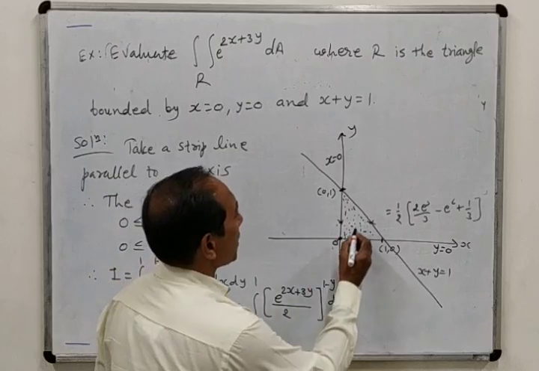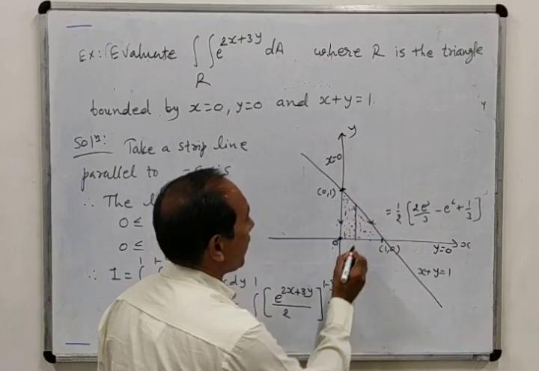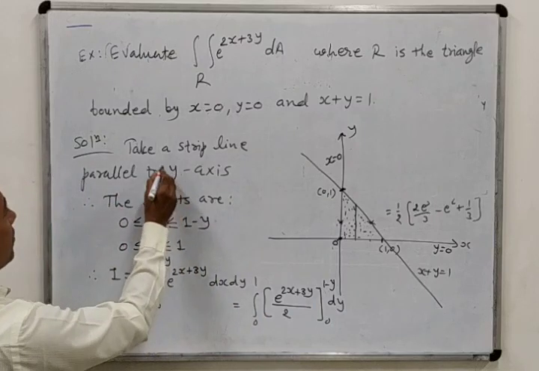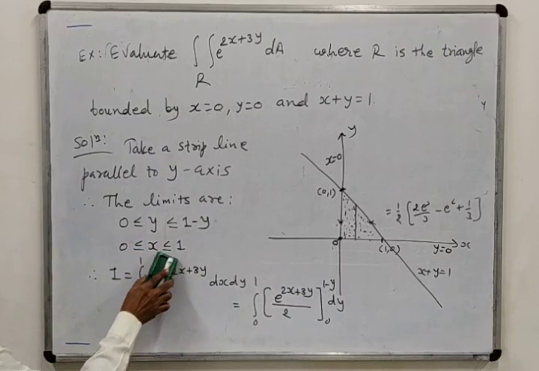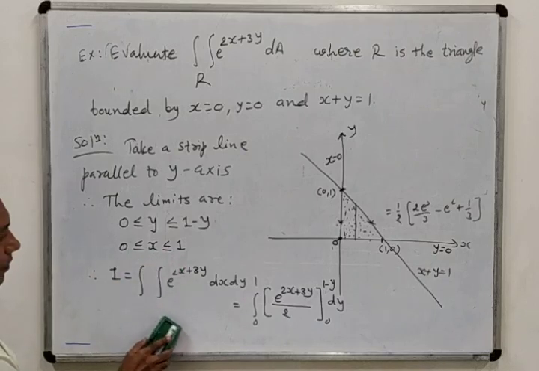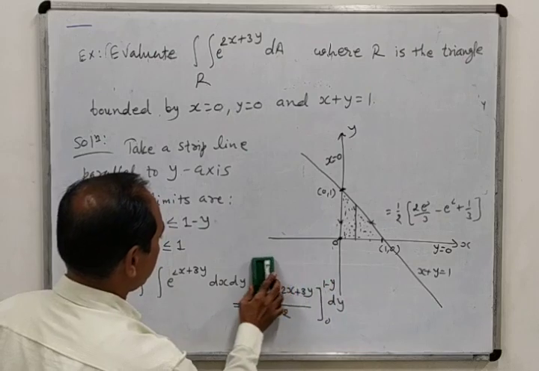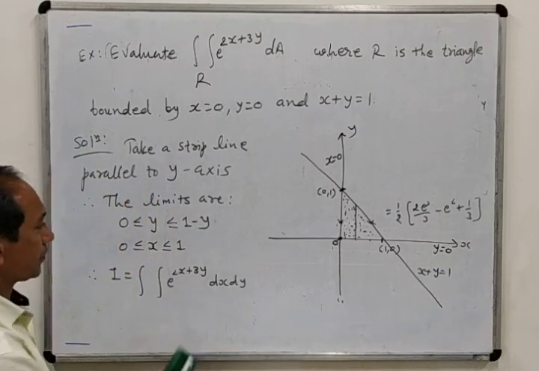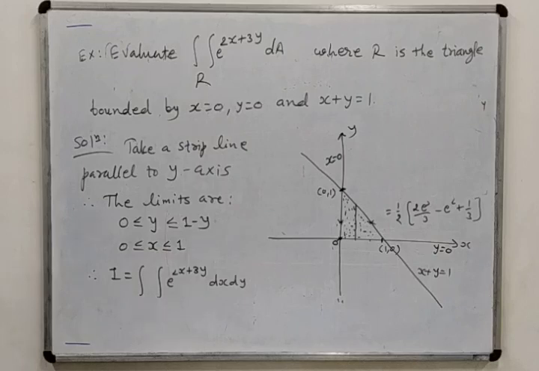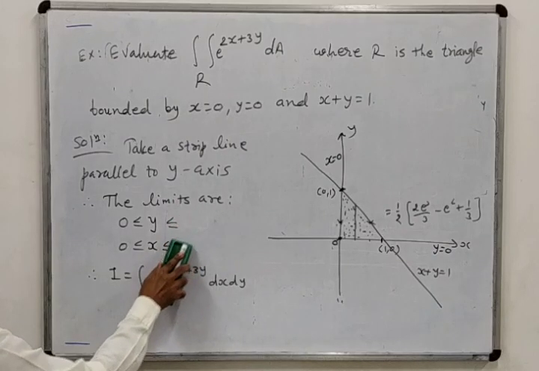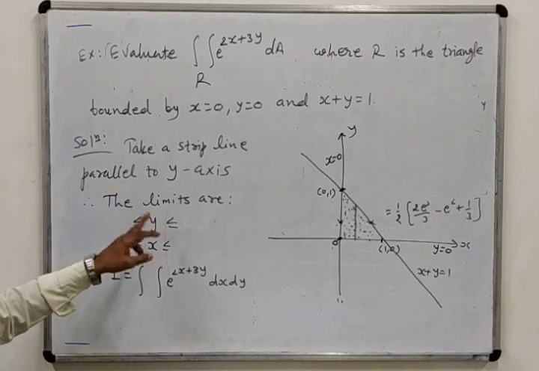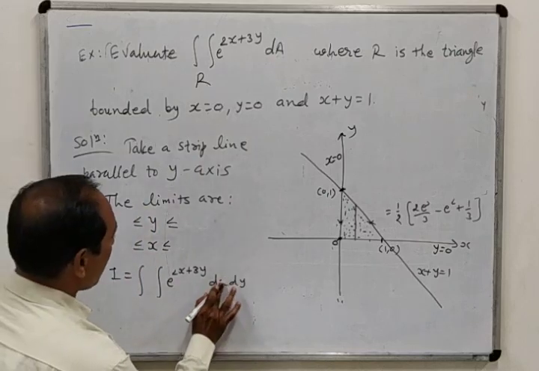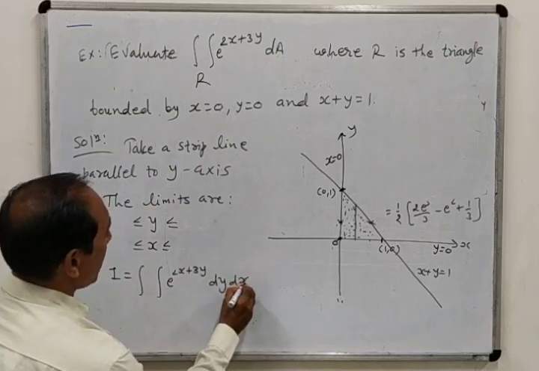So if you want to integrate first with respect to y, then take a straight line parallel to y-axis. See, in this way. So here write down, take a straight line parallel to y-axis. Therefore the limits are, first we will determine the limits of y, then the limits of x. Okay? Now, the same kind of approach we will follow over here. We want to integrate first with respect to y. So here we will write down dy dx.